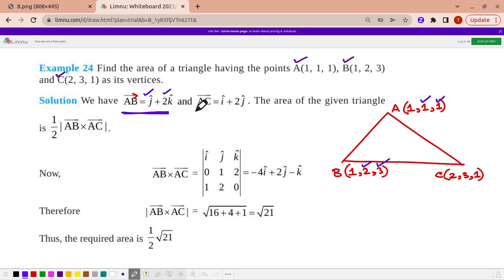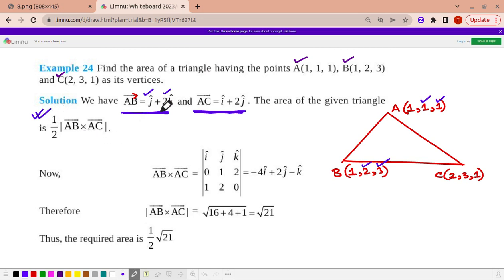Similarly we get the vector AC. That is the i component of point C minus the i component of point A, so 2 minus 1 into i cap. 3 minus 1 into j cap plus 1 minus 1 into k cap, that is 0 k cap. That's why there is no k cap component in the vector AC. And we know the area of the triangle is half of AB cross AC, which we have discussed in one of the previous observations.